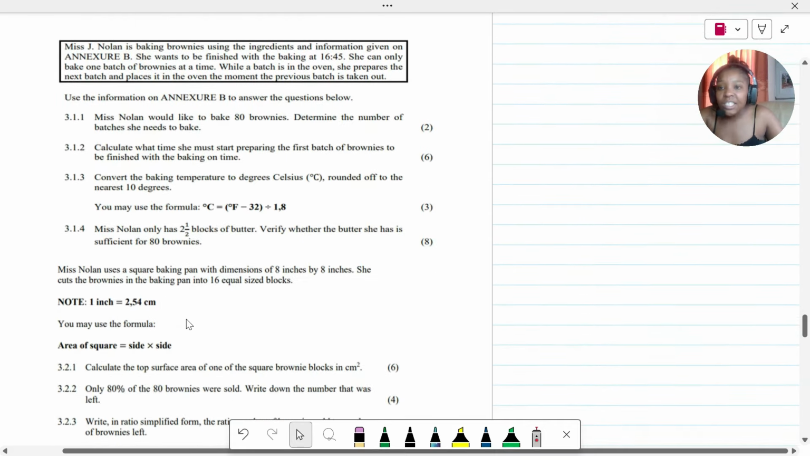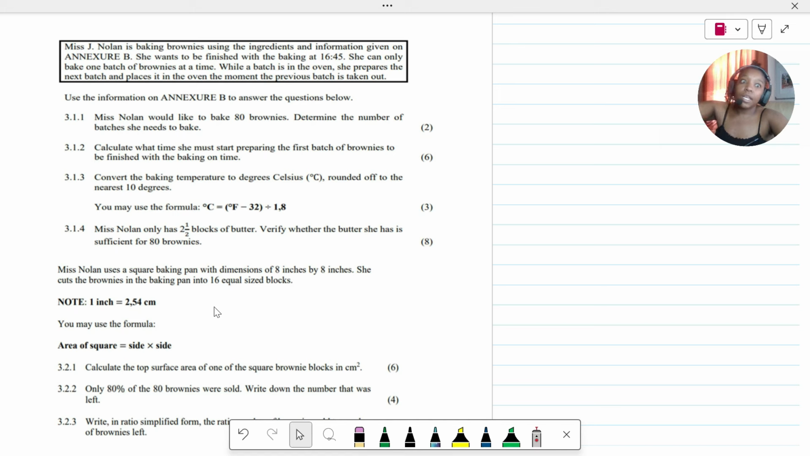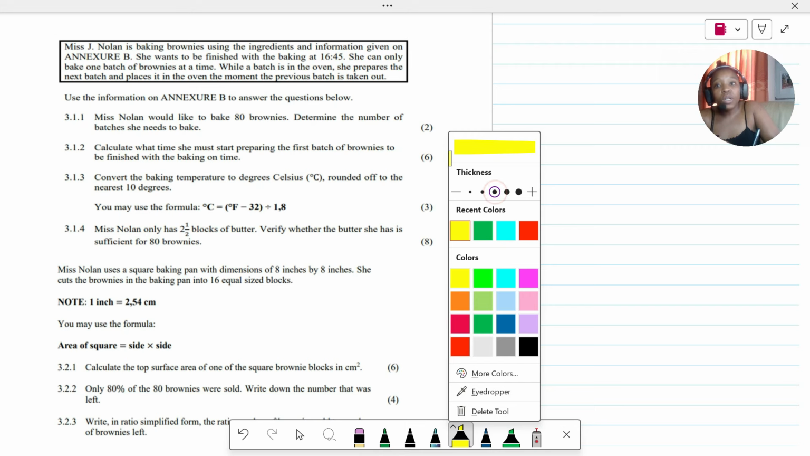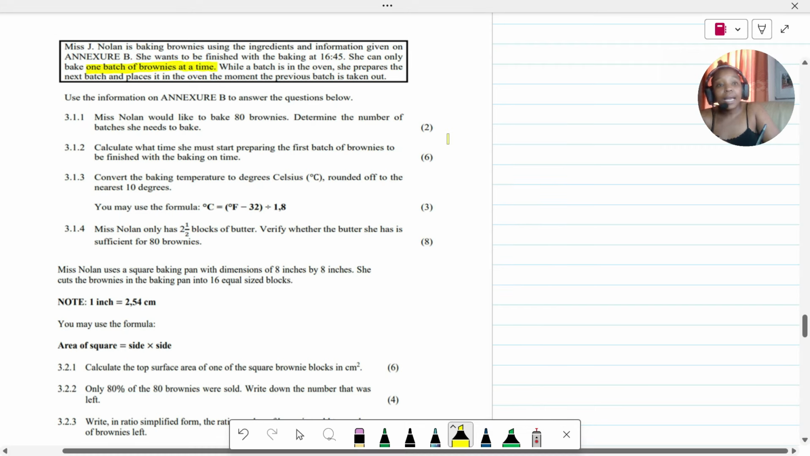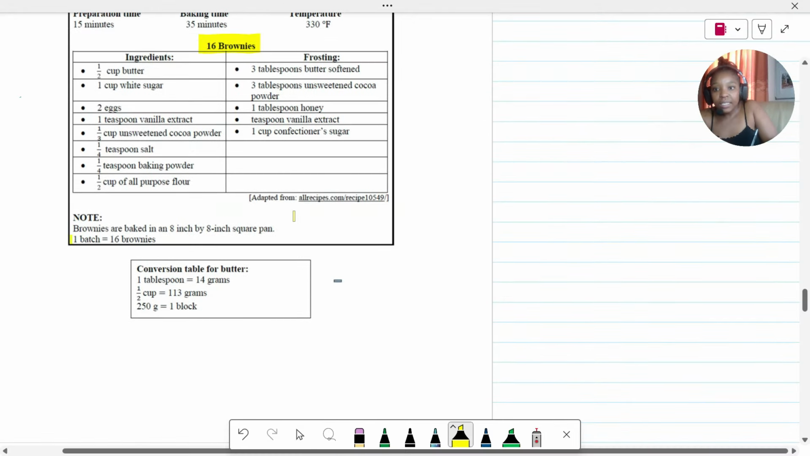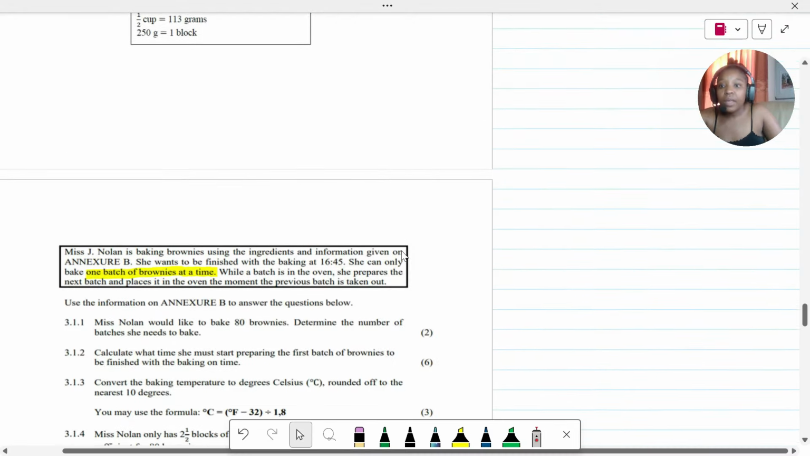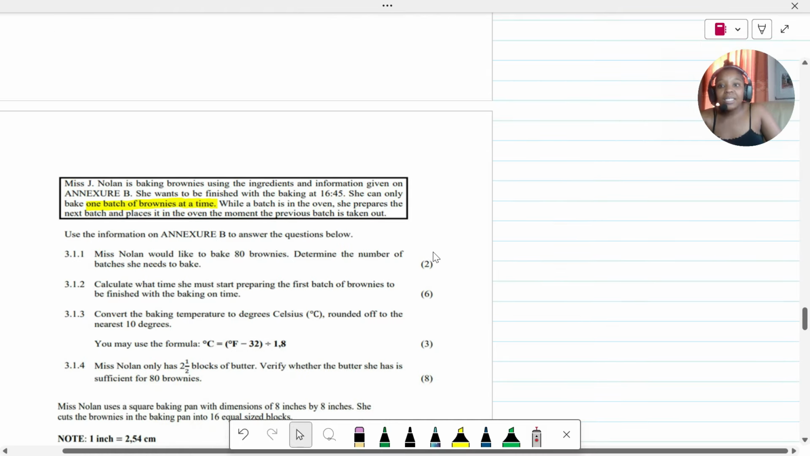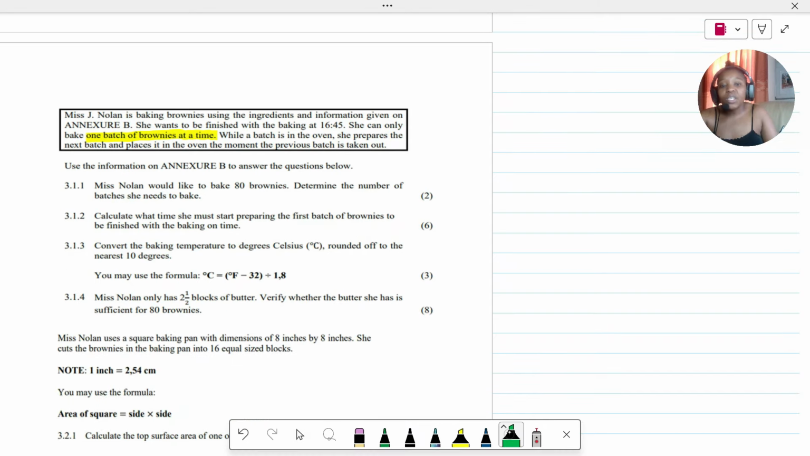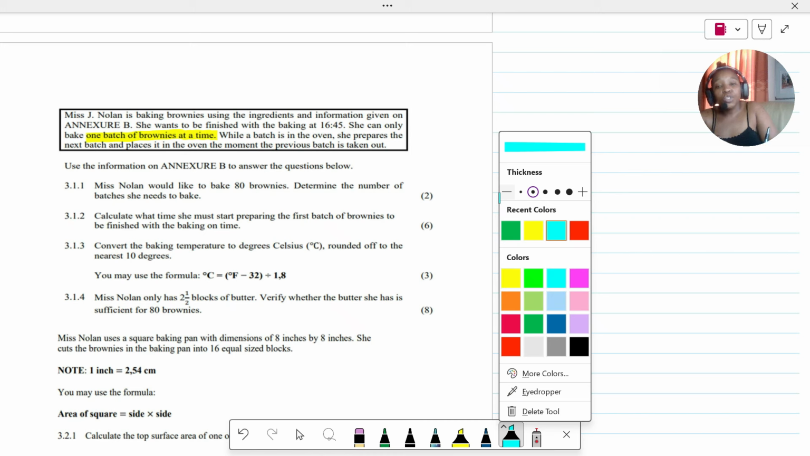It tells us that Miss J Nolan is baking brownies using the ingredients and information given on Annexure B. She wants to be finished with the baking at 16:45. She can only bake 1 batch of brownies at a time, meaning that she can only put 16 brownies into the oven at a time. Then, while the batch is in the oven, she prepares the next batch and places it in the oven the moment the previous batch is taken out. I think these are the questions that usually show learners flames, if you get what I'm saying.